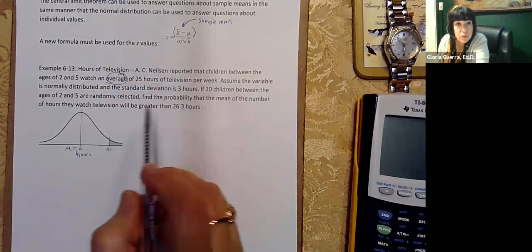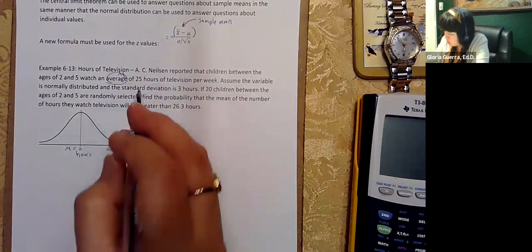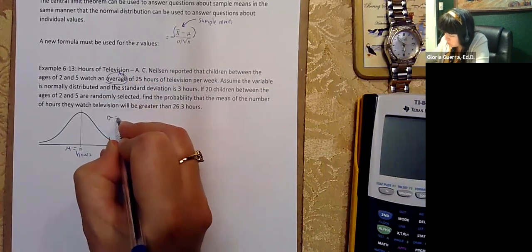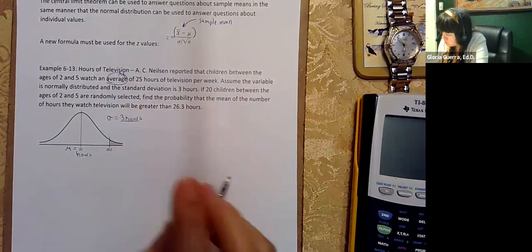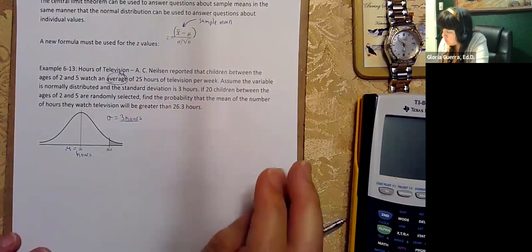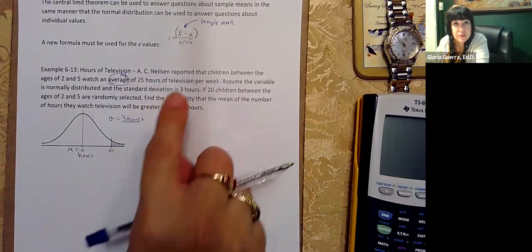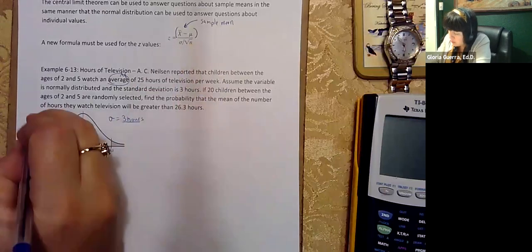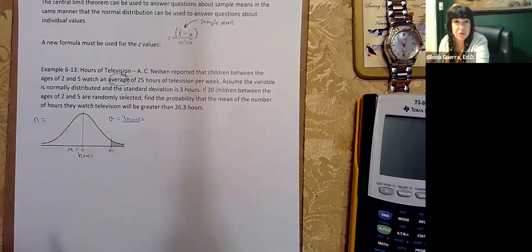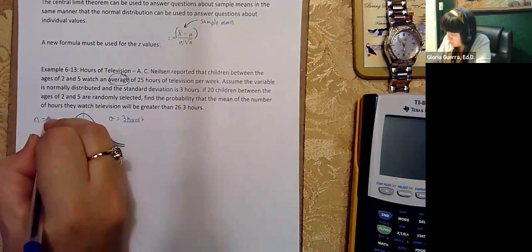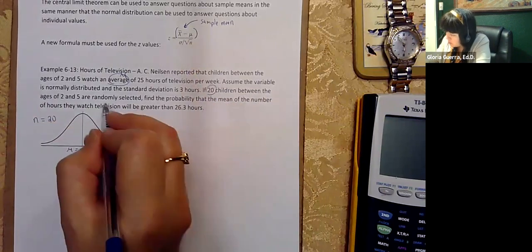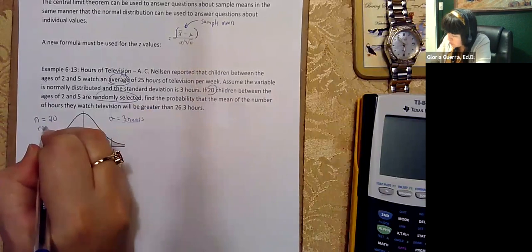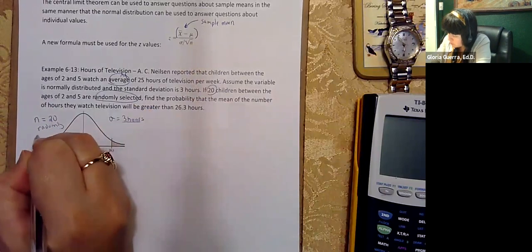Assume the variable is normally distributed and the standard deviation is 3 hours. Remember the units have to be the same, so this looks good, hours and hours. If 20 children, here's where the n comes in. See this new formula? Before, in 6.2, it was understood to be one individual. Now we've got a group, n is 20. And the keyword is it tells you that they're randomly selected. That's really important. That helps you remember this.